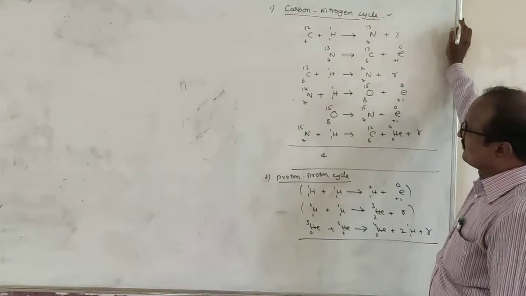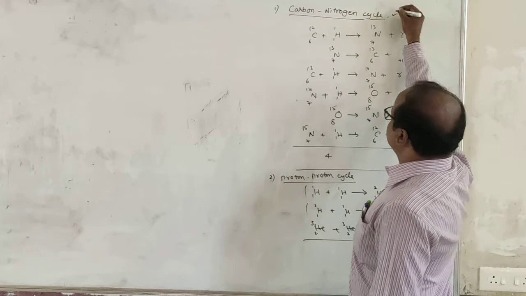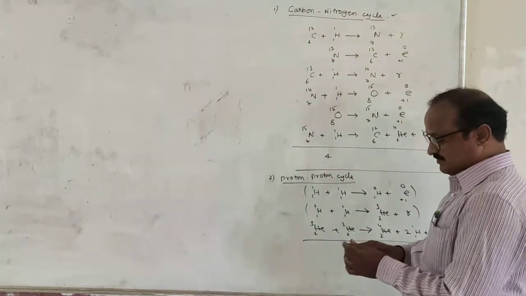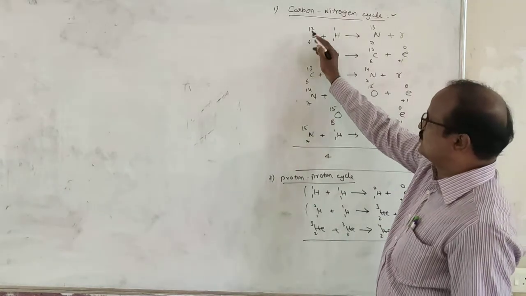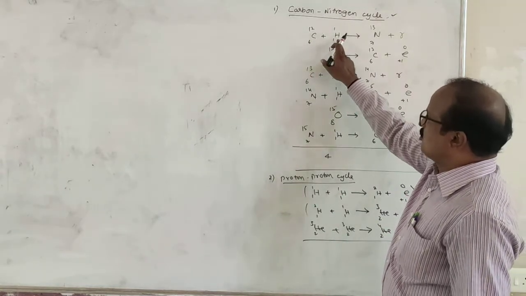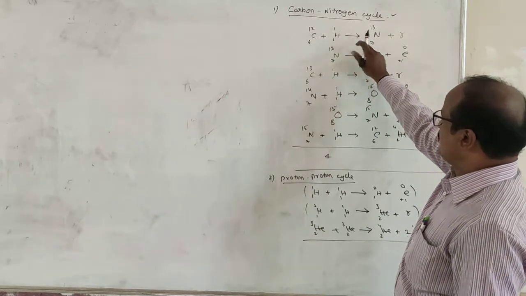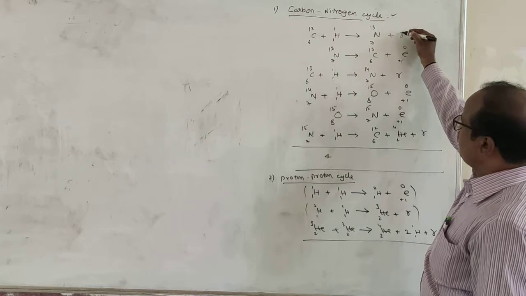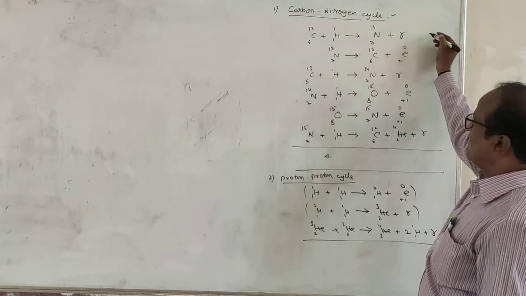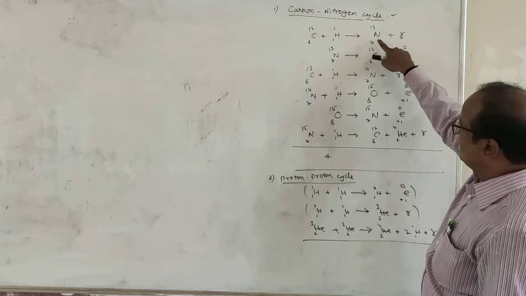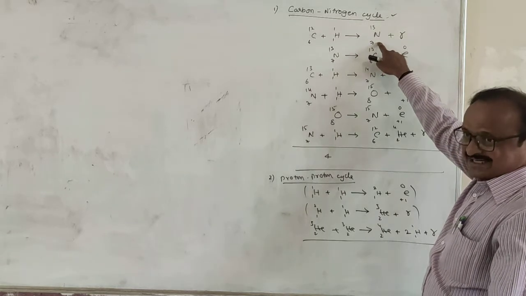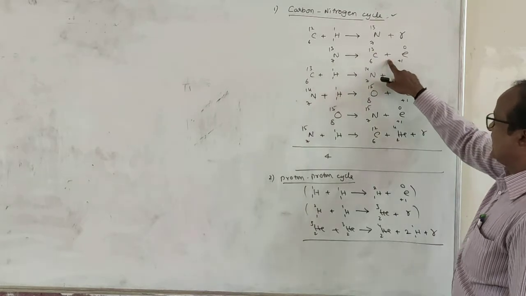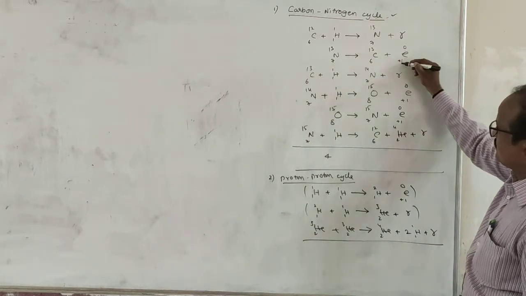Let us consider here the carbon-nitrogen cycle. First one, let us consider a carbon isotope, carbon-12 (6C12). It reacts with a proton and produces nitrogen-13 (7N13), and also emits some energy in the form of gamma rays. Nitrogen-13 is unstable. At any moment it will convert into carbon-13 (6C13) and also emit a positron. e+1 0 means positron.